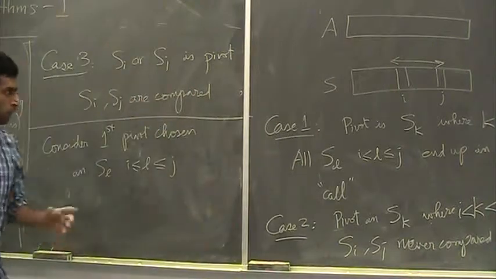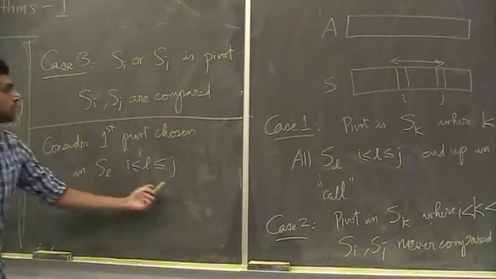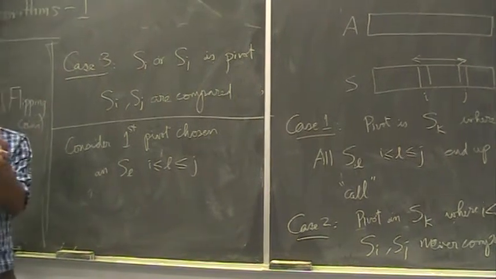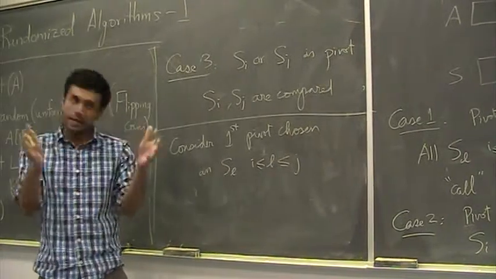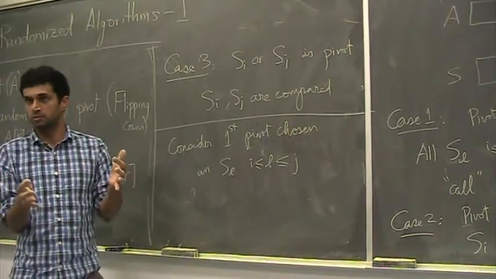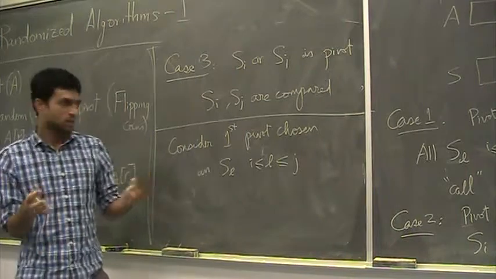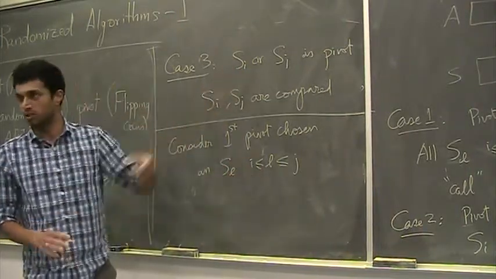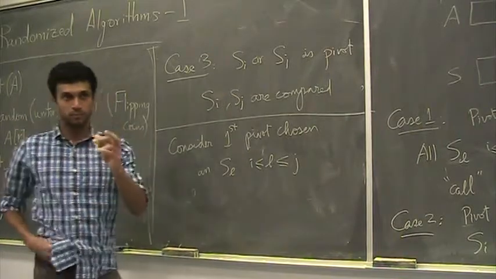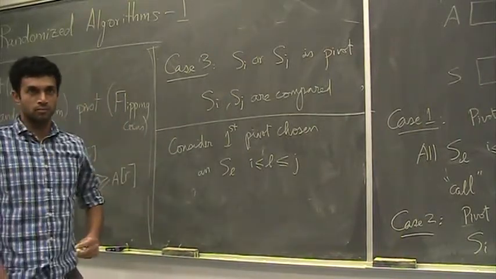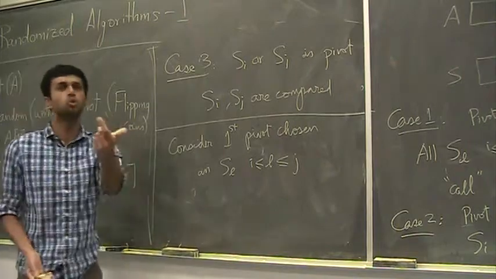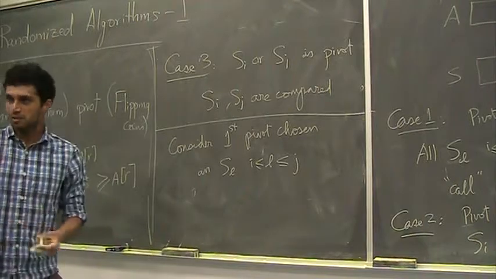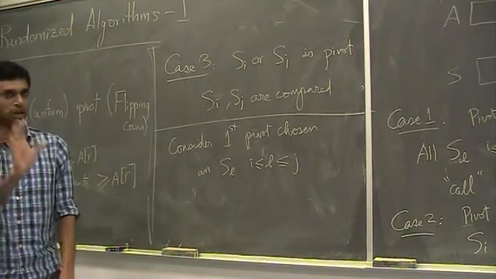So now, what is the probability of case 3, assuming that the pivot is chosen amongst this? Remember, all of these are sitting together in some recursive call, and I'm telling you one of these is chosen as the pivot. What is the probability that the first pivot chosen amongst these is either Si or Sj? Would it be 1 over j minus i? Good. It's 2 over j minus i, because it would be Si or Sj. And it's j minus i plus 1. But yeah, you got the idea.